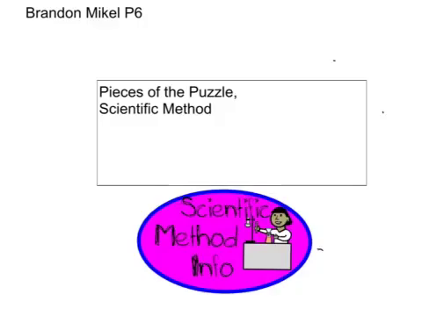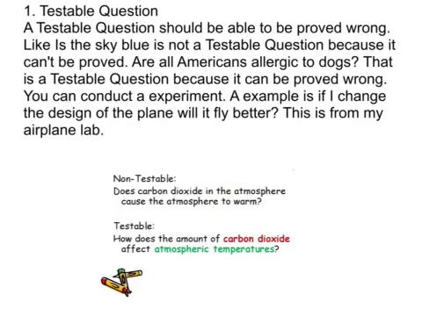Pieces of the puzzle, scientific method. The first part of scientific method is you have to write a testable question. A testable question should be able to be proved wrong. Like, is the sky blue? Is that a testable question? No, because it can't be proved.